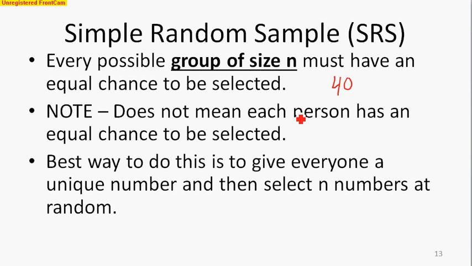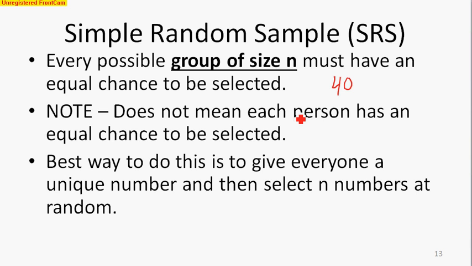Okay? Note, a lot of kids think that a simple random sample means that every person has an equal chance. No, by definition, it's not about every person having an equal chance. It's about every group of size 40 having to have a chance. So imagine a group of all 40 boys somehow randomly gets selected. That group under an SRS must have a chance.